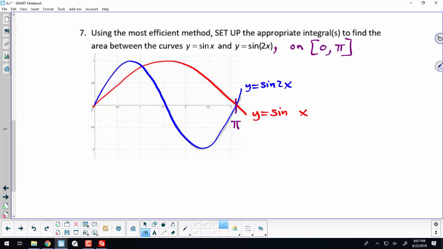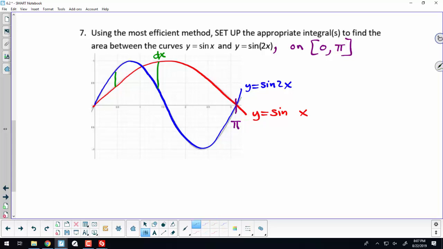Okay. So using the most efficient method, set up the appropriate integral. So we'll set this up. Well, what's the most efficient: with respect to x, top minus bottom, or with respect to y, right minus left? With respect to x. Even though the top minus bottom changes from here to here, if we integrate with respect to y, then I have to integrate x equals inverse sine of y. Again, I don't want to integrate inverse sine. So dx, with respect to x, is the most efficient.